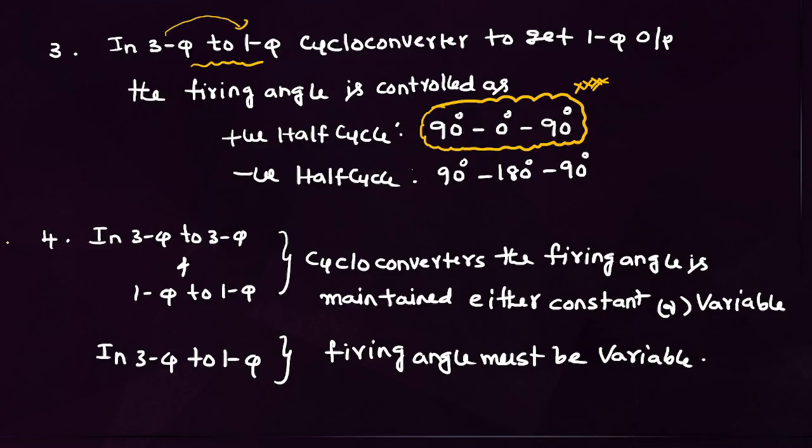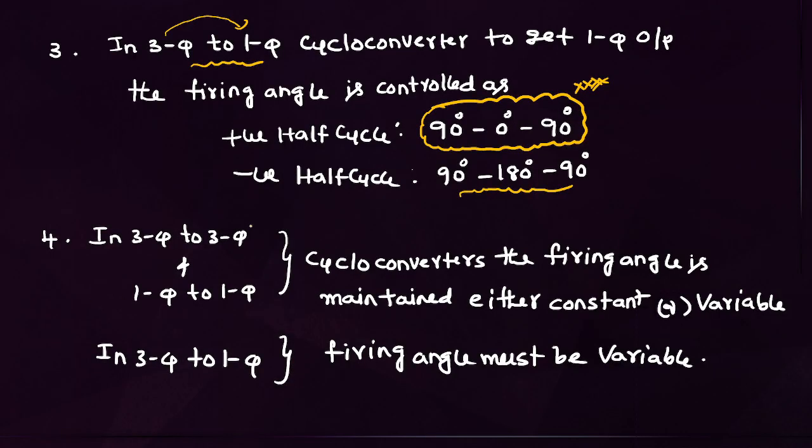Single phase to single phase, any firing angle you maintain, no problem. Three phase to three phase, you control the firing angle or not control the firing angle, no problem. But if you want to convert three phase to single phase, we must control the firing angle. Otherwise, it is not possible. But how can we control the firing angle? To get the positive half cycle output, 90 to 0, 0 to 90. To get the negative half cycle output, 90 to 180, 180 to 90, firing angle is controlled.